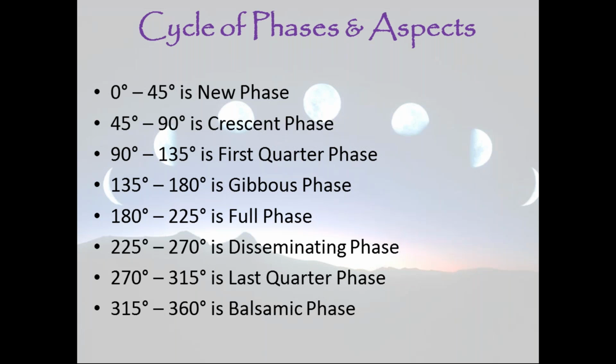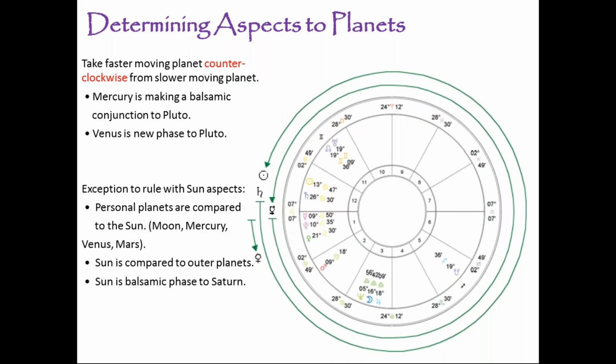And this is something that with time you will memorize. Where is 220 degrees? Oh, it's full phase. So basics, determining aspects to the planets. In evolutionary astrology, we always start with the slower moving planet, and we move the faster moving planet counterclockwise, reversing through signs and houses until we get to where that faster moving planet is, and we see their phasal relationship and any specific aspect they may make.